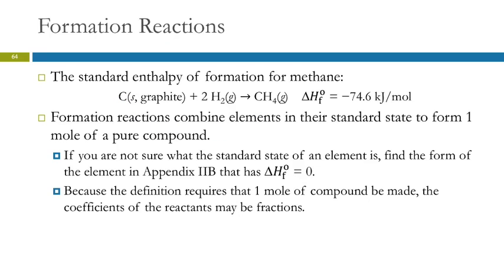And the reactants are going to be the elements in their standard states that are present in that compound. So methane has carbon and hydrogen. The standard state for carbon is solid graphite. The standard state for hydrogen is the diatomic molecule in the gas state. So we put those two together and we balance it so that we end up with 1 mole of the compound. If you're not sure what the standard state is for a given element, you can look in the more extensive table in Appendix 2B, and find out which form of that element has a heat of formation of 0. That would be the standard state.